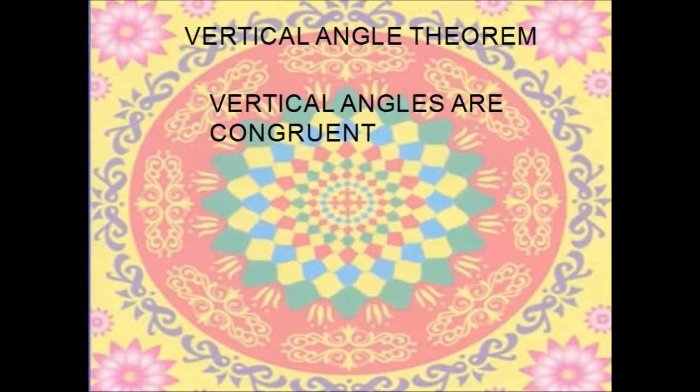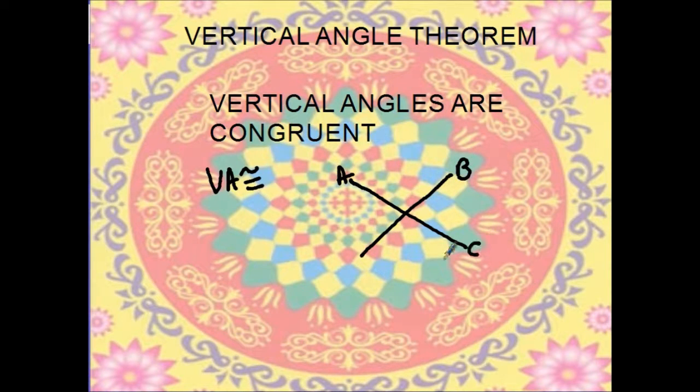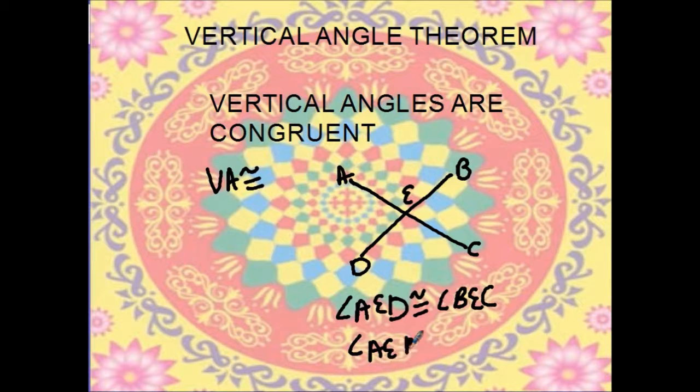Next, we're going to talk about the vertical angle theorem. The vertical angle theorem states vertical angles are congruent. The way we're going to shorten this is to say VA congruent. So let's look at this. We have a pair of intersecting lines. We'll call them A, B, C, D, and the intersection will be E. We can then say angle AED is congruent to angle BEC, or angle AEB is congruent to angle DEC.